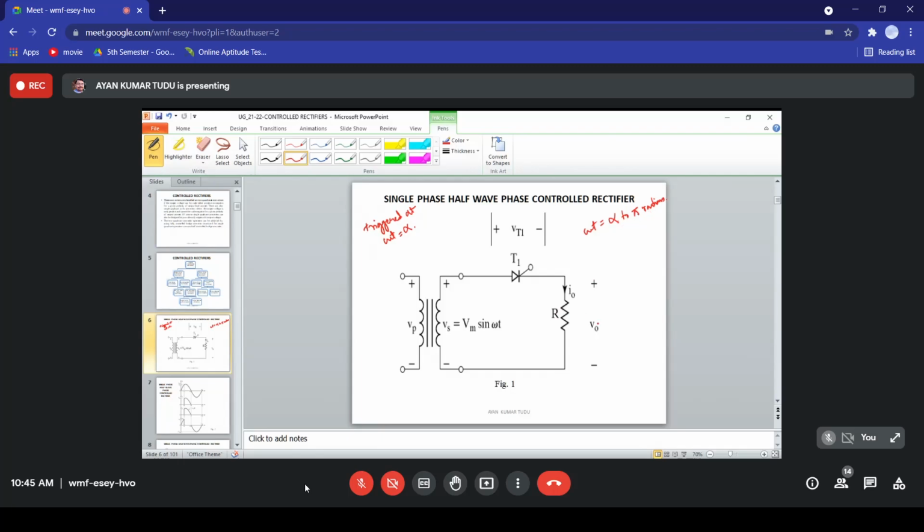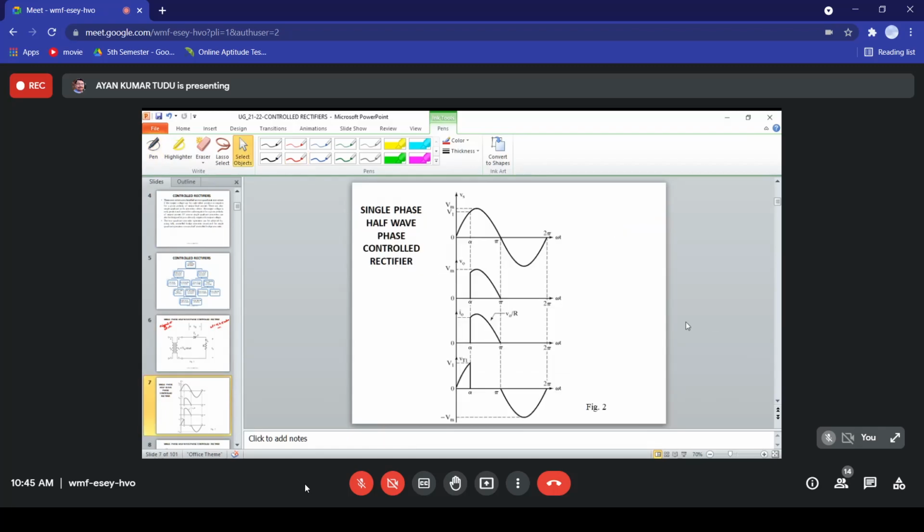So what will be the output? For omega t equal to alpha to pi, the output V0 would be equal to Vs when this thyristor is conducting. This is very clear. With this in mind, we can easily draw this figure. So this is the typical figure. During the positive half cycle, the thyristor is in the forward bias state.